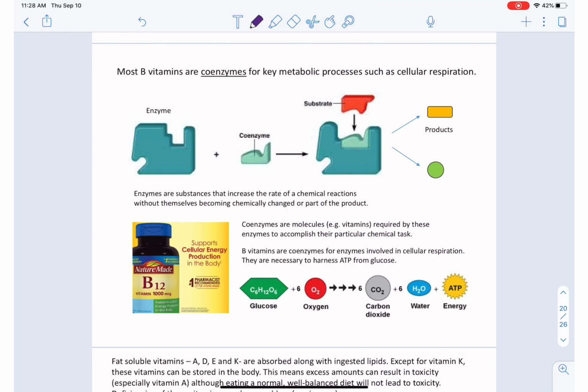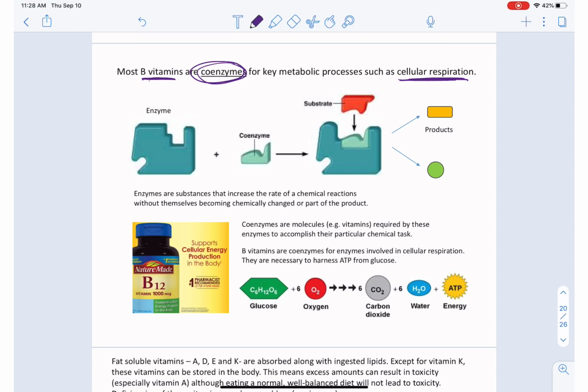So what do these vitamins do? Well, with respect to B vitamins, most B vitamins are what we call coenzymes. They're coenzymes for key metabolic processes such as cellular respiration. So let's review some terminology here.